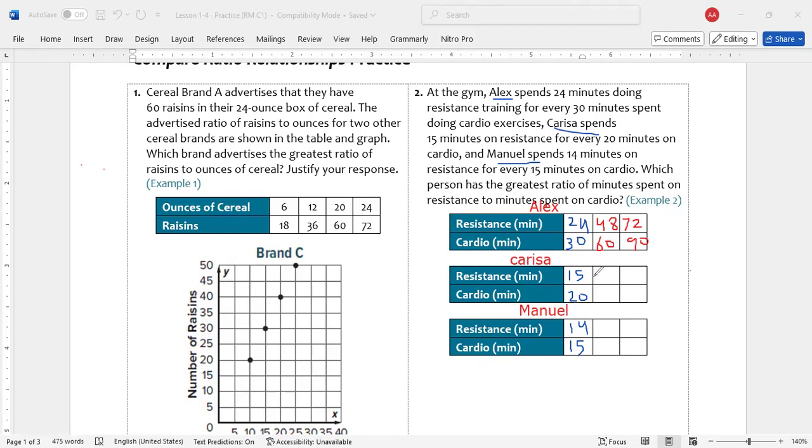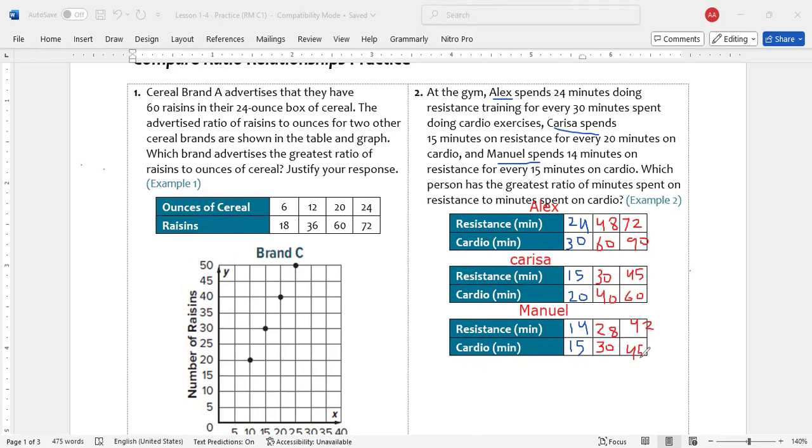Same we will do here. We will multiply by 2 to create an equivalent ratio. 15 times 2 is 30, 20 times 2 is 40. Same, we will multiply by 3. It will give us 15 times 3 is 45, and 20 times 3 will be 60. Same we will do in the next table. We will create the equivalent fractions. 14 times 2 is 28, 15 times 2 is 30, and 14 times 3 will be 42, and 15 times 3 will be 45.